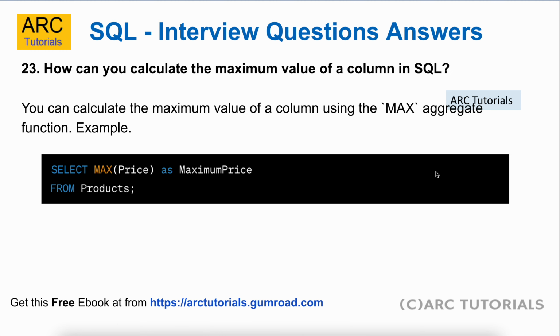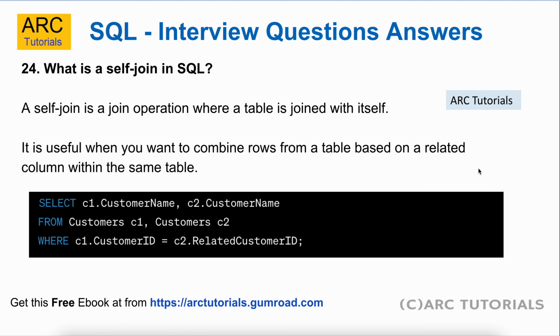How can you calculate the maximum value of a column in SQL? Like I mentioned earlier also, we can use an aggregate function by the name max. Here it would give you the maximum price from the product, whichever product has the maximum price. So you can use the max method. Similarly, on the same lines, you can use minimum also. If you are asked how do you get a minimum value, you will write min instead of max.